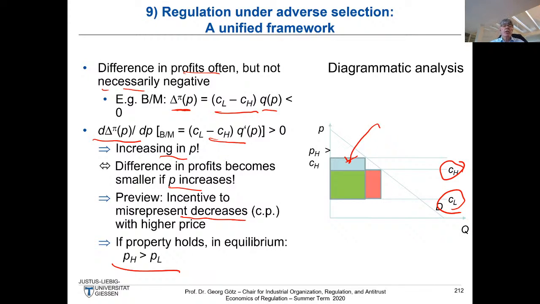Here is our diagram. In a Baron-Myerson world, the regulator offers the first best contract, that is PH equals CH and T equals the common fixed cost F, and the same for the low type, PL equals CL. The low type would have a profit of 0 if it tells the truth, and it would have a profit equal to the rectangle here if it cheats and claims to be the low type. The high type, of course.